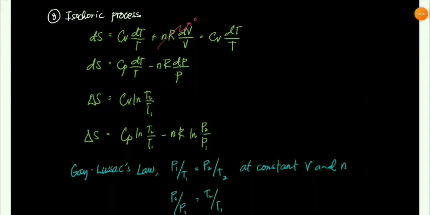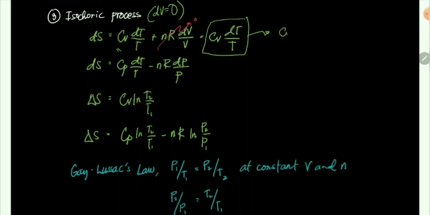Okay? Next is for isochoric process. So, the dS is equal to Cv dT over T, okay, plus nR dV over V. So, since dV for isochoric process is 0, okay, so the dV here is 0, so this term is cancelled. So, it's just equal to Cv dT over T. So, ang integral nito ay Cv ln T2 over T1. So, that's what happens when you integrate this.